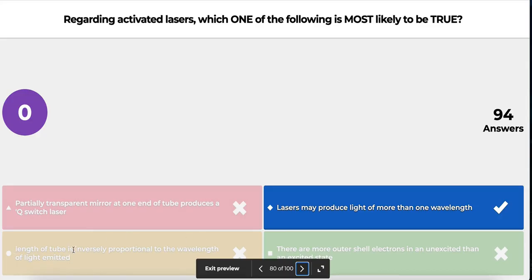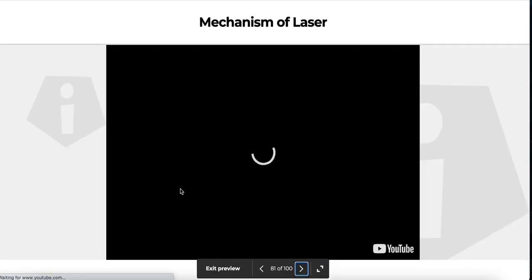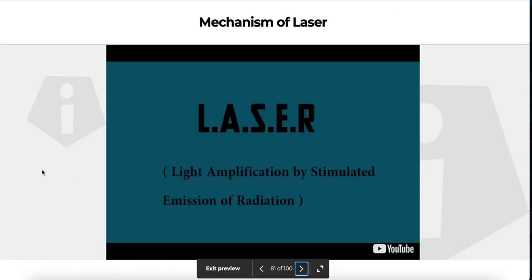The length of the tube is directly proportional to the wavelength of the light emitted, which is important for resonance and for making the summation of the wavelengths. There are more outer shell electrons in the excited than the unexcited state, and this is what's called population inversion, and it is important for the laser mechanism. So let's see this video, which can show you the mechanism of laser.